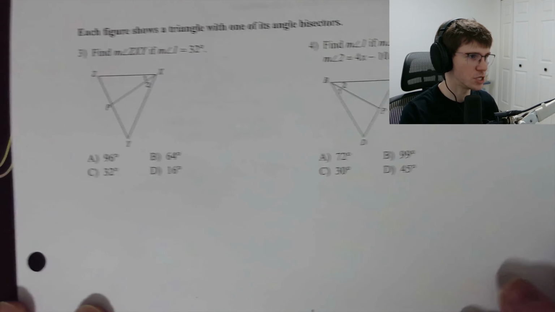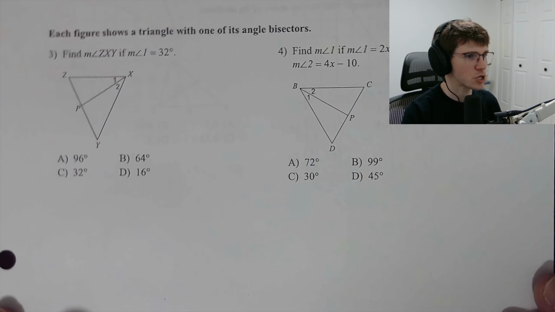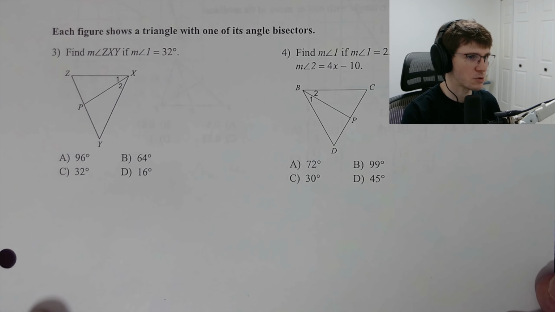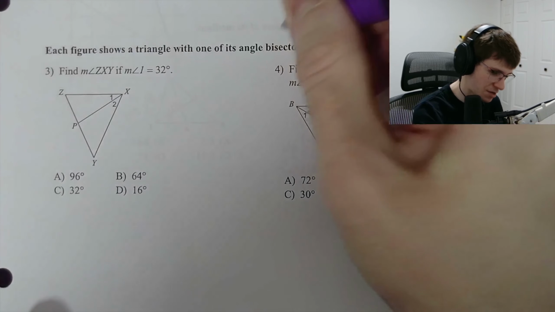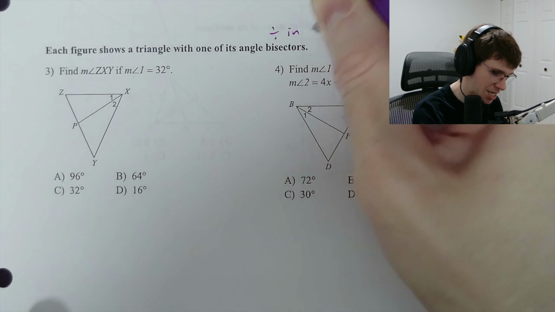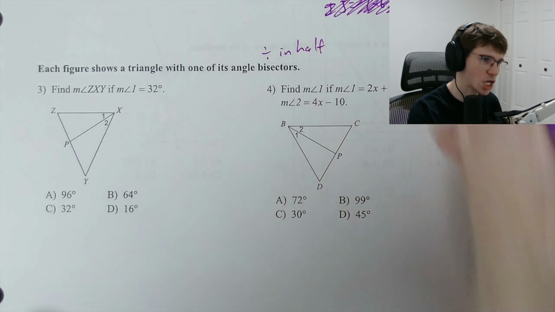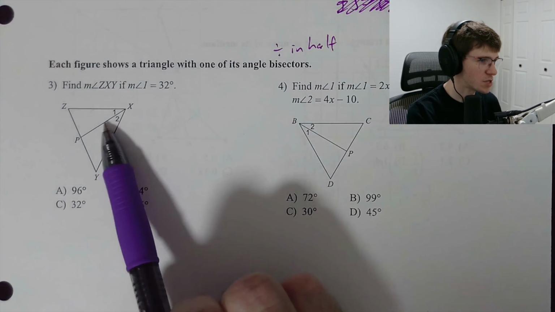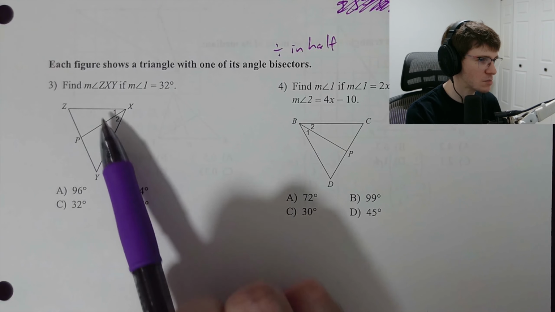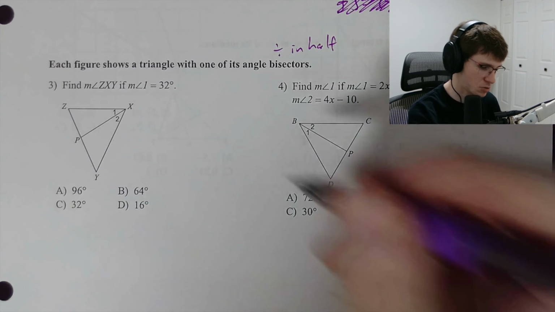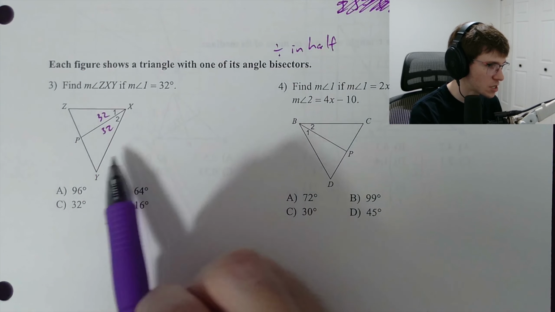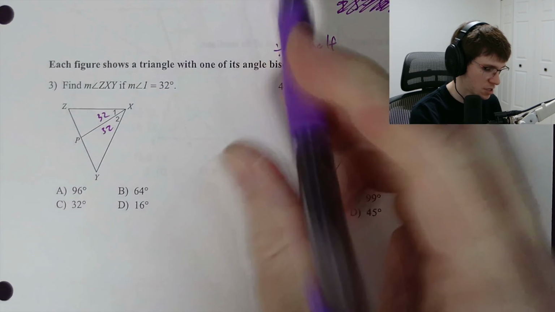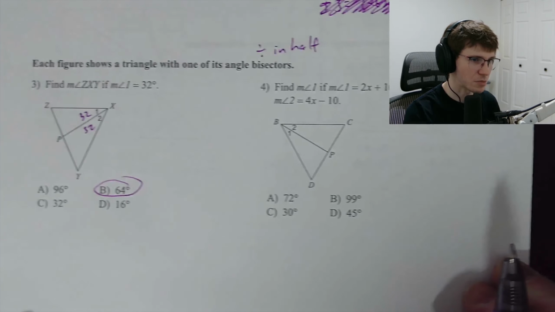Here we go. Question number 3. Each figure shows a triangle with one of its angle bisectors. Remember, angle bisector means to divide in half. So that guy right there is divided in half. Cut it into 2 parts. So if this is 32 there, that means the other side is also 32. So this is 32, this is 32, and it wants XY. XY is the entire thing, so you get 64 when you add them together.